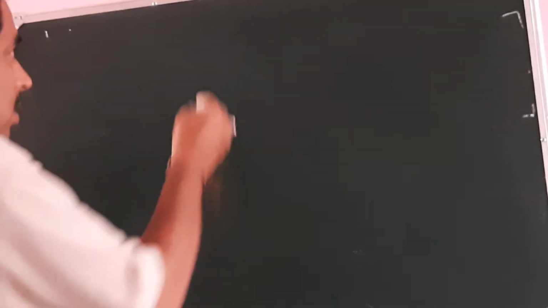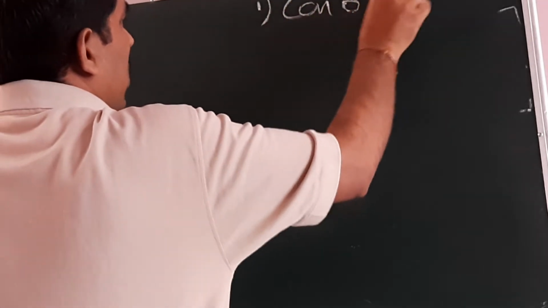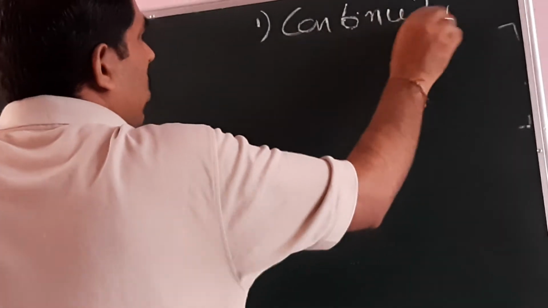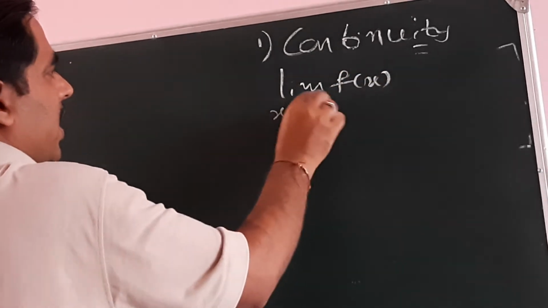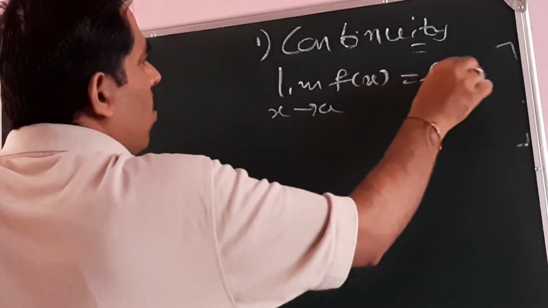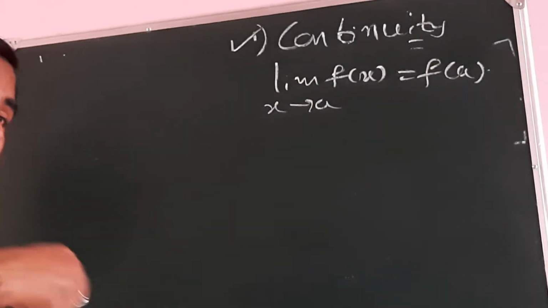Okay, so now let us consider another. We have defined the continuity of the function. So we know continuity of the function means what? The limit of the function f of x as x tends to a should be equal to what? f of a. So this we have learned in this class. So now the next question comes here.